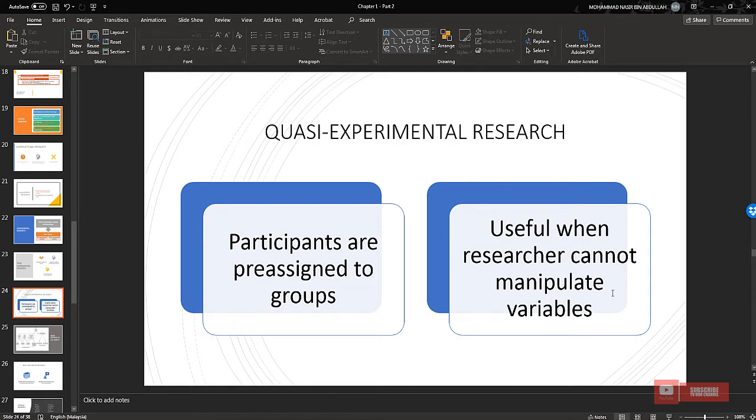So they are not fully randomized. They are pre-assigned. They are already assigned to a group. This is useful when the researcher cannot manipulate the variables. For example, let's say you already have pre-assigned groups, group A and group B. Group A has a disease, group B does not have a disease, right? So that is a pre-assigned group.